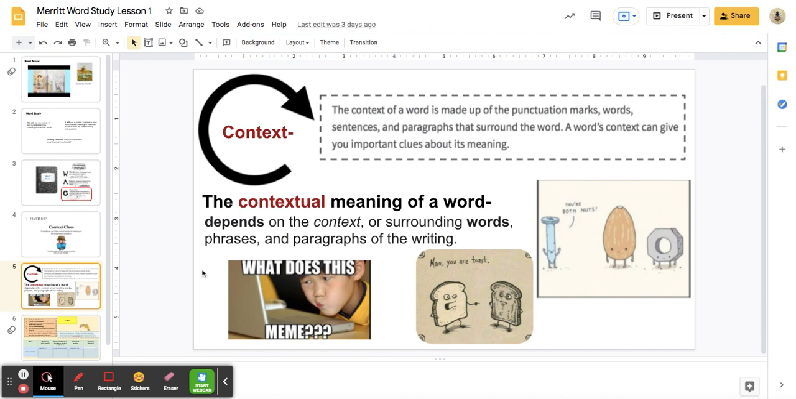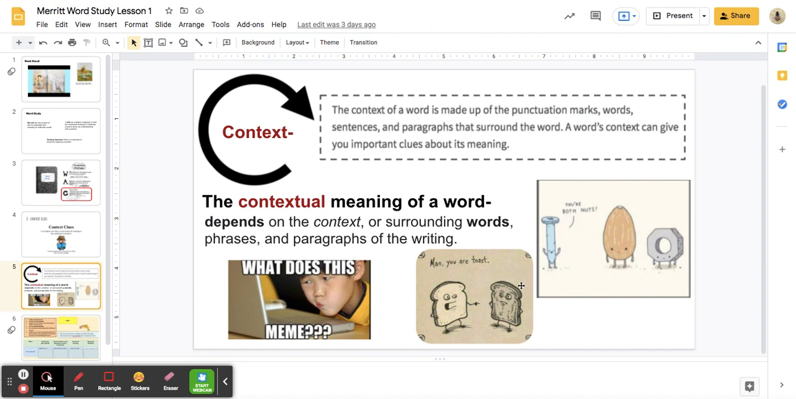The context of a word is made up of the punctuation marks, words, sentences, and paragraphs that surround the word. A word's context can give you important clues about its meaning. The contextual meaning of a word depends on the context or surrounding words, phrases, and paragraphs of the writing.